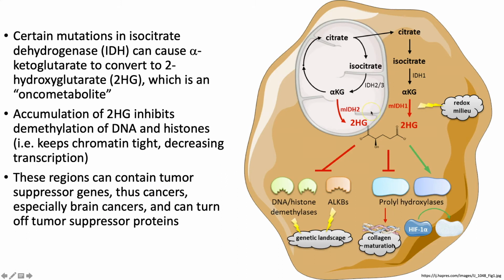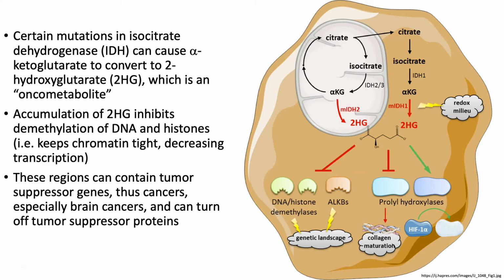2-HG is what we call an oncometabolite. It's made during a metabolic process, hence it's a metabolite, and onco meaning cancer. And so it can have a few different effects. Ignoring the prolyl hydroxylases here, which change your collagen and all kinds of crazy stuff, the genetic landscape part here is the part I want to talk about. Basically, what it can do is inhibit demethylation, which is really confusing.